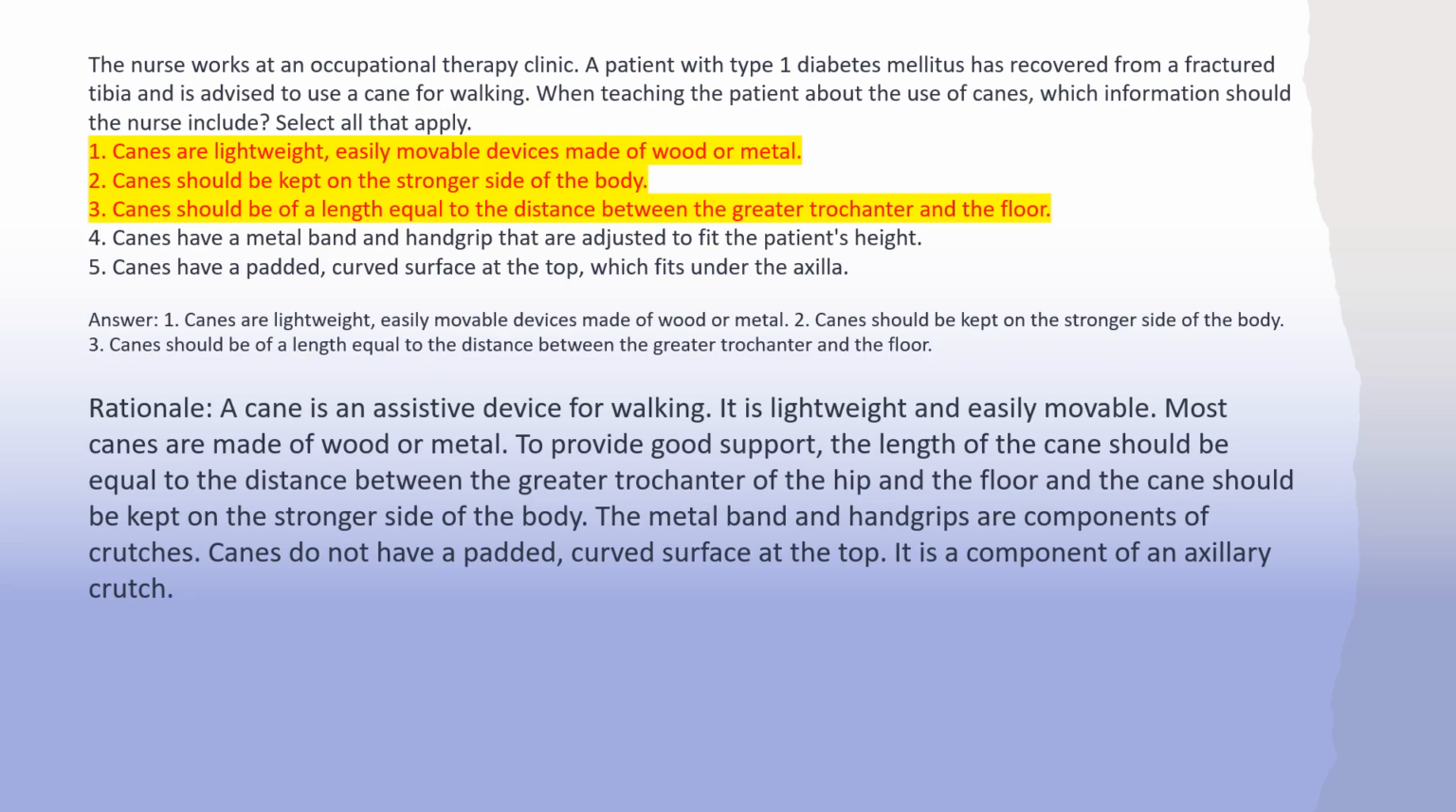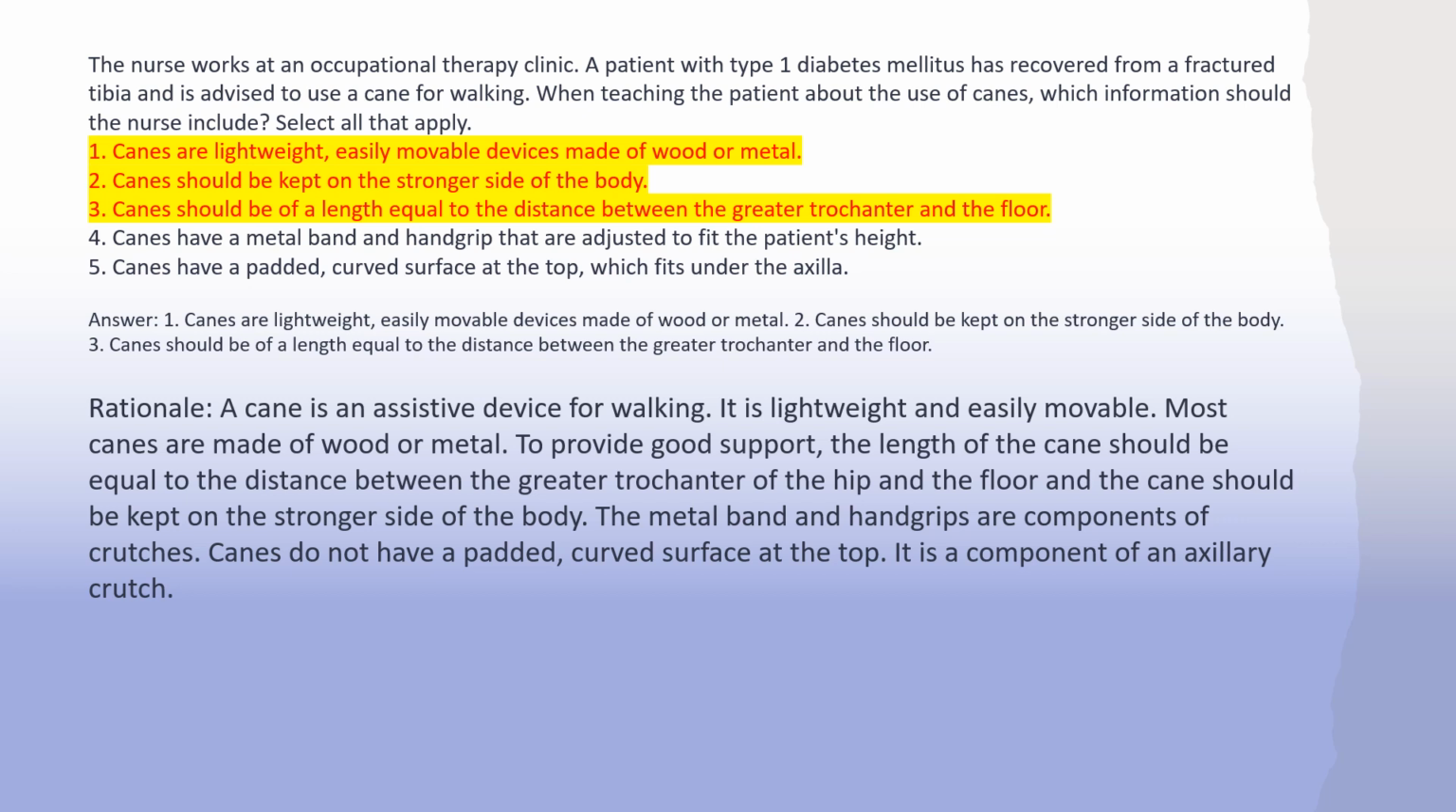Answer 1. Canes are lightweight, easily movable devices made of wood or metal. 2. Canes should be kept on the stronger side of the body. 3. Canes should be of a length equal to the distance between the greater trochanter and the floor.